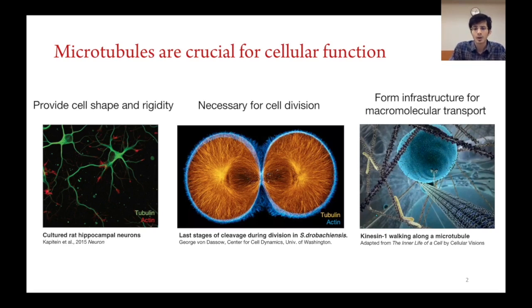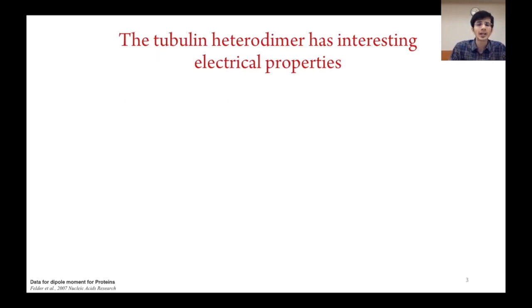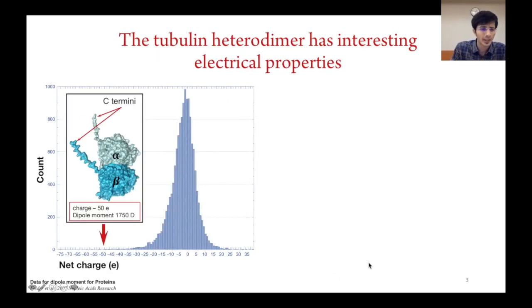Now, what has been so far less well researched are their electrical properties. What do I mean by that? The thing about tubulin is that it has very interesting properties, not only from a biological perspective, but also from a slightly physicsy or an electrical engineering perspective. It has an extremely high negative charge.